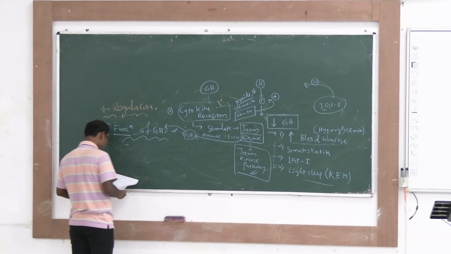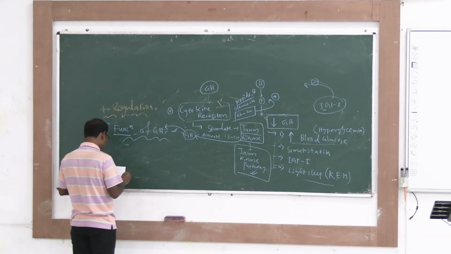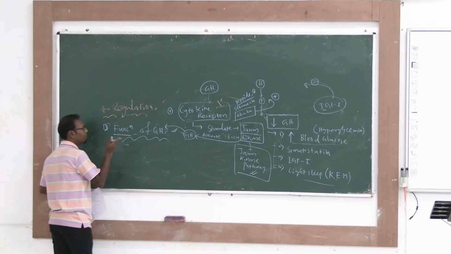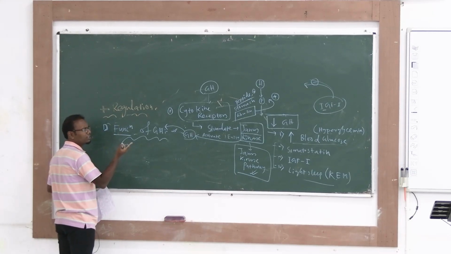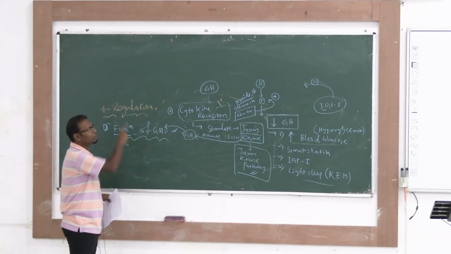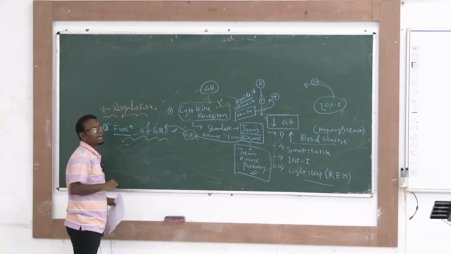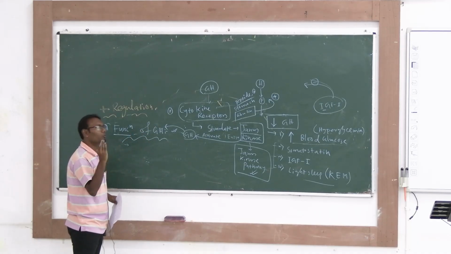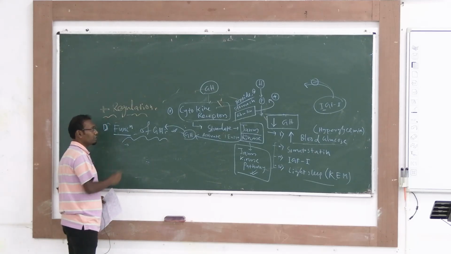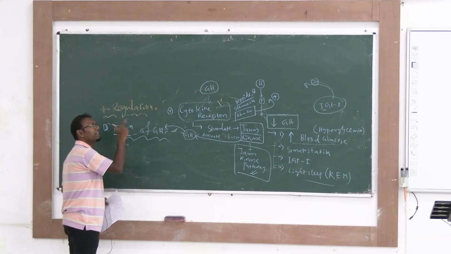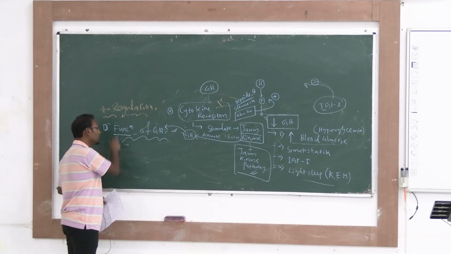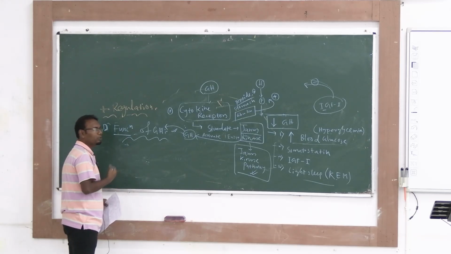Write, their functions are, as I have already told you, direct functions and indirect functions. Indirect function was getting into the liver and releasing IGF-1. What is the full form of IGF? Insulin-like growth factor 1. That was the indirect function. I also wrote that there are some direct functions as well, and now we will study the direct functions.